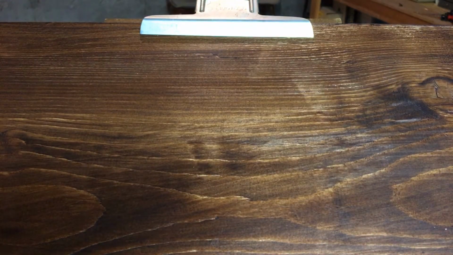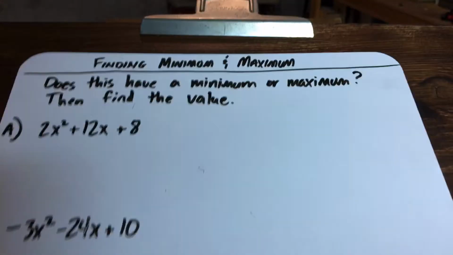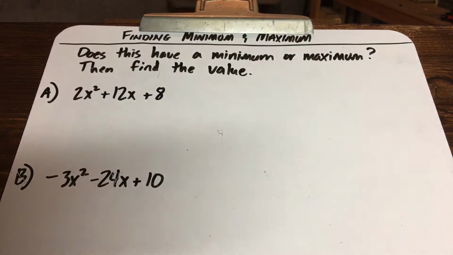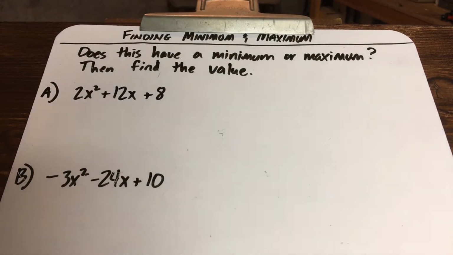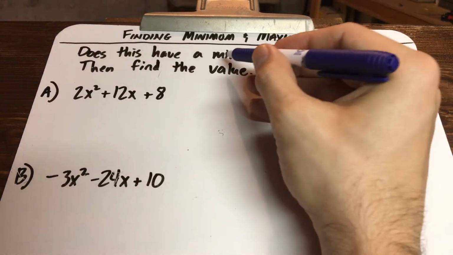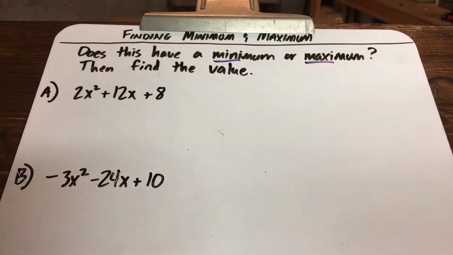All right, that's board number 1. Now, what will happen is the questions will eventually ask you, okay, does it have a minimum or maximum? Easy, we just talked about that. Then find it. What is the numerical value? What number is the minimum or maximum? Okay, don't panic about this. We did it yesterday. Step 1 should be easy. We just talked about it. Does this have a minimum or a maximum?